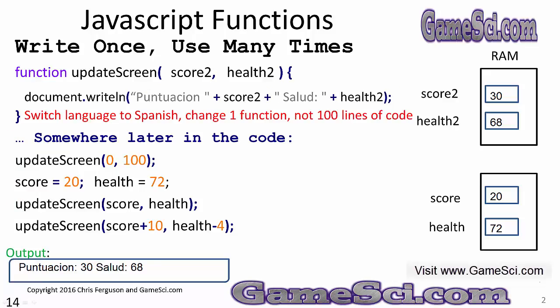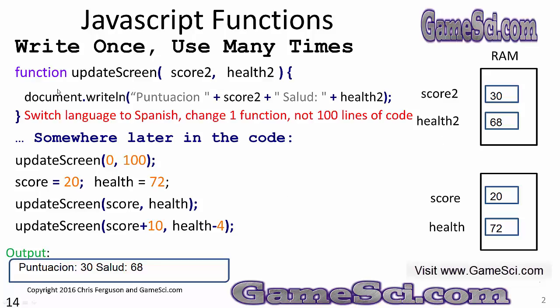So let's say there are 100 places in the code where we update the screen, where we want to update the score or the health values on the screen. If we directly change the screen in 100 spots, that's 100 lines of code we have to change. But if we isolate our screen update in one function and we want to switch our language to Spanish, that is one function we have to change, not 100 lines of code.